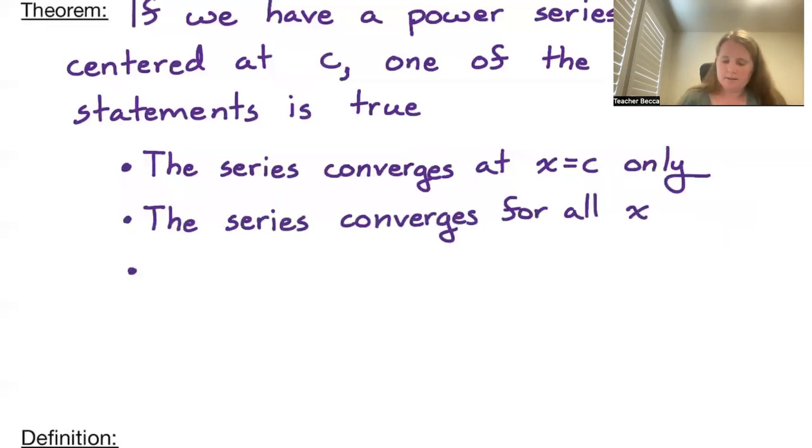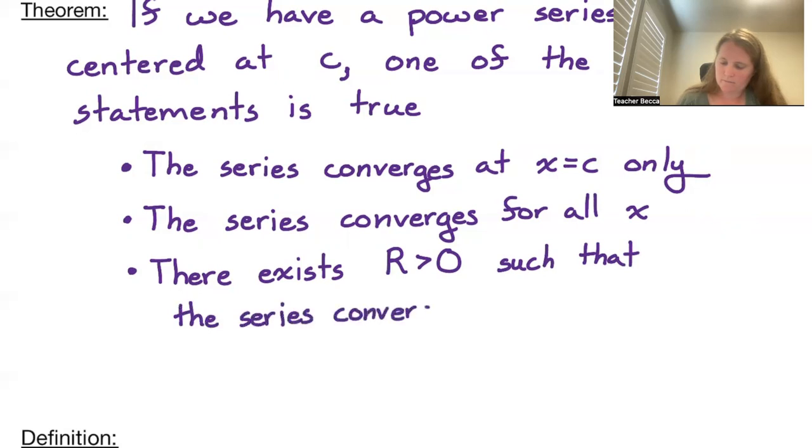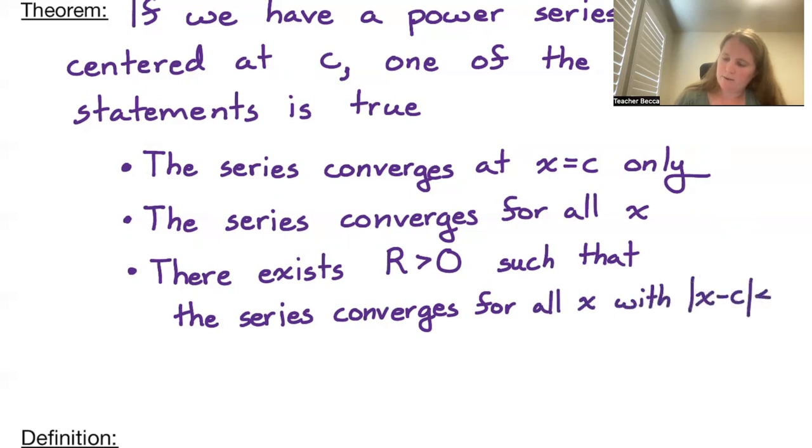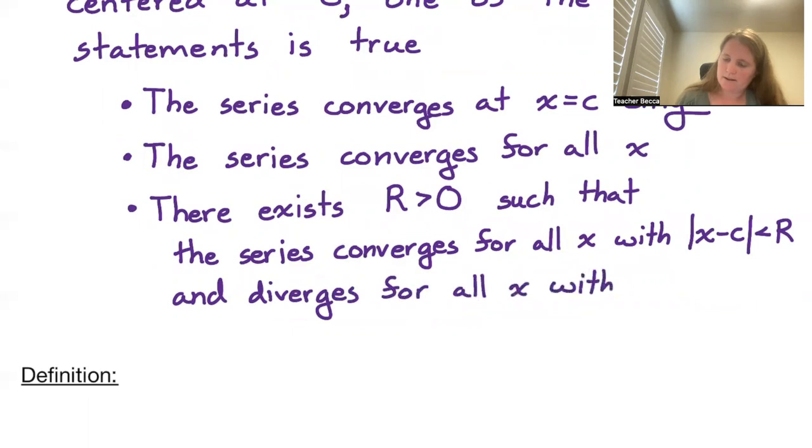And our last option is that there exists a capital R greater than 0, such that the series converges for all x with absolute value of x minus c being less than R, and diverges for all x with the absolute value of x minus c greater than R.